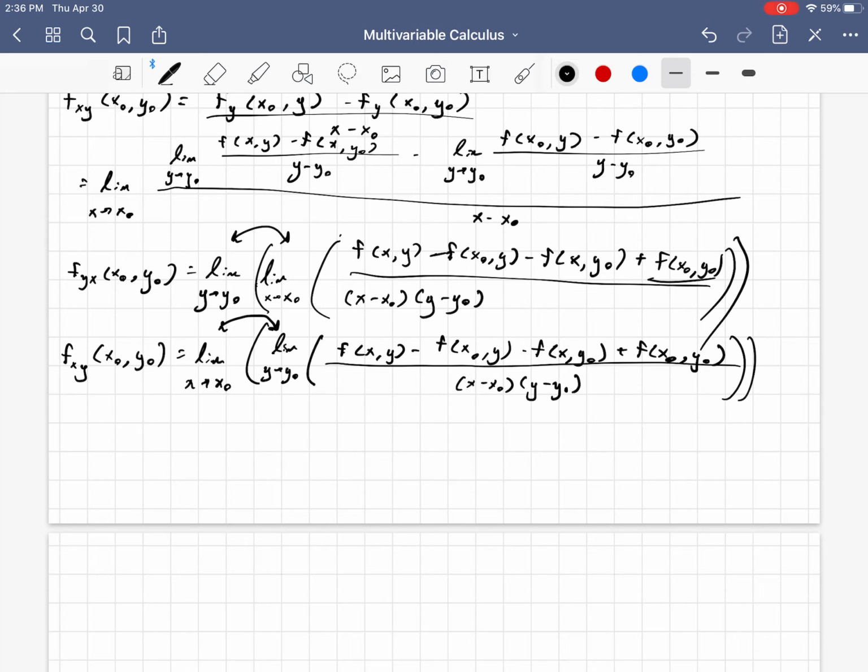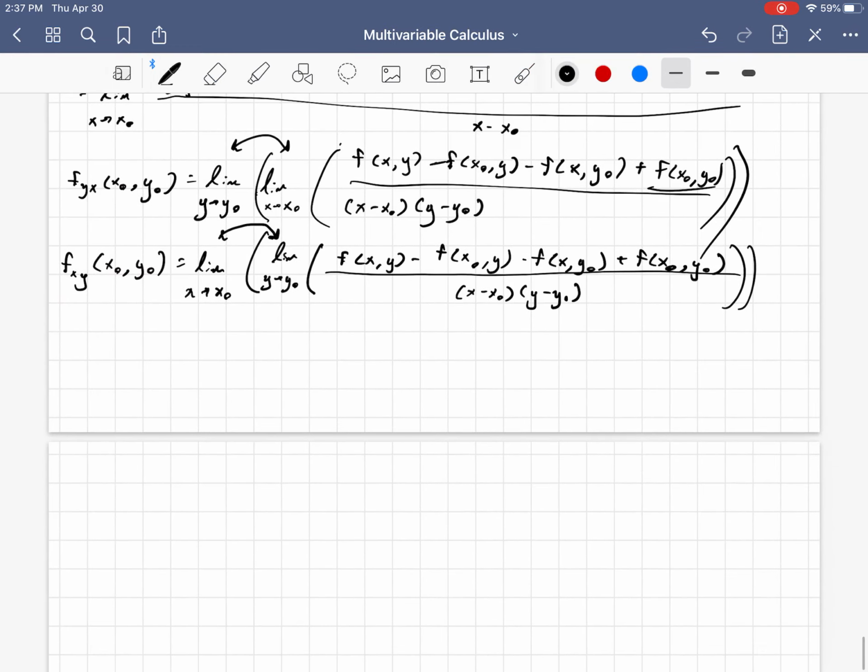So we can then flip these, and then we're going to get that f sub yx equals all of this, and that f sub xy equals all of this. But if we just on f sub y or on f sub xy flip the limits so that we have first the limit as y approaches y naught, and then the limit as x approaches x naught, then you can see clearly that f sub yx and f sub xy are equal at those points. And so what does all of this say?